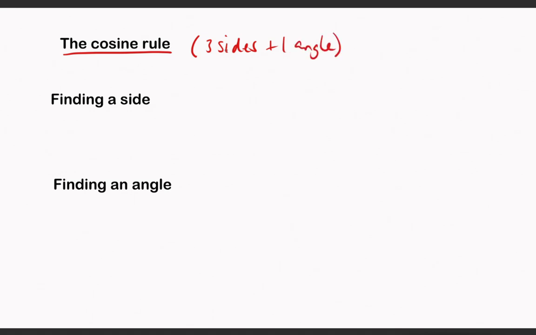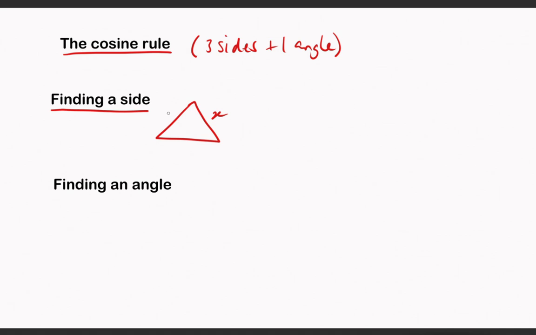Okay. So there's basically four things, three sides and one angle, and one of those things will be missing and you're trying to find it. So let's have a look at finding a side. When do we use it for that? So basically what you're going to have is your triangle and you are looking for one of the sides. So let's say this one.